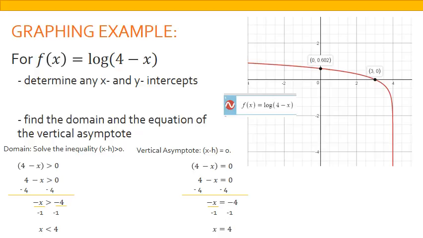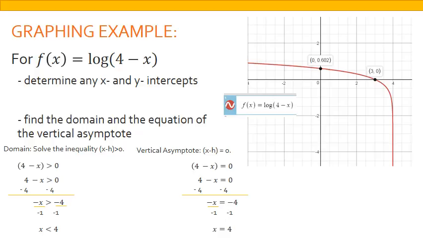So look at this graphing example. We have f of x equals log of 4 minus x. So we have that graphed, and you can use Desmos. Okay, you guys know how to use Desmos, so you can type that into Desmos, and you're going to see this red graph right here.